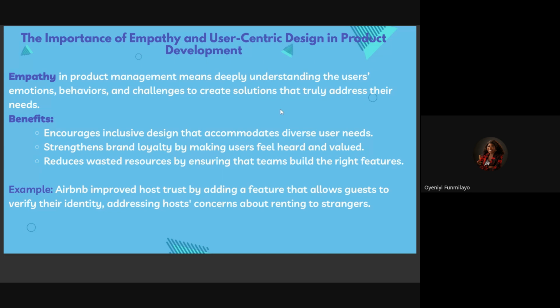So we have the importance of empathy and user-centric design in product development. As a product manager, you need to be very empathetic because you are wearing your user's shoes, feeling their pains too. Empathy in product management means deeply understanding the user's emotions, behavior, and challenges to create solutions that truly address their needs. It's like you're putting yourself in their shoes. So you need to be very empathetic.